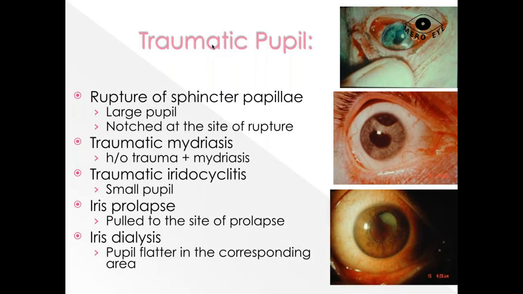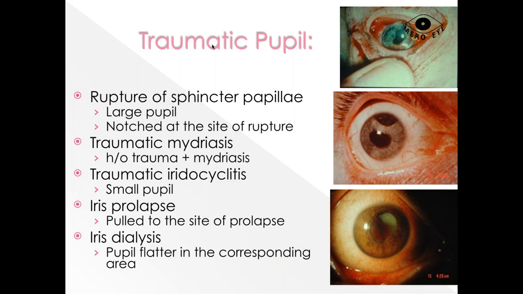Now, another one is the traumatic pupil. When the sphincter pupillae is ruptured, it leads to a large pupil. But we can see by careful slit lamp examination that there will be a number of notches at the site of the rupture, which help us to diagnose. So when there is a history of trauma with a large pupil, we think about traumatic mydriasis. If there is intense reaction in the anterior chamber because of trauma, it can lead to a small pupil, because of the inflammatory mediators, a lot of prostaglandins that are released. So trauma can lead to a small pupil as well as a large pupil.